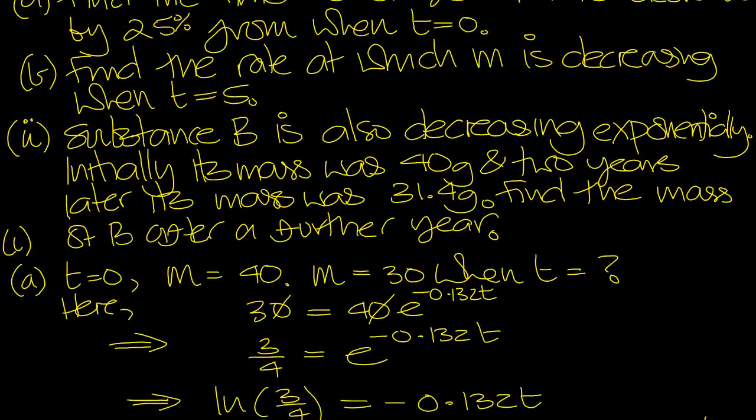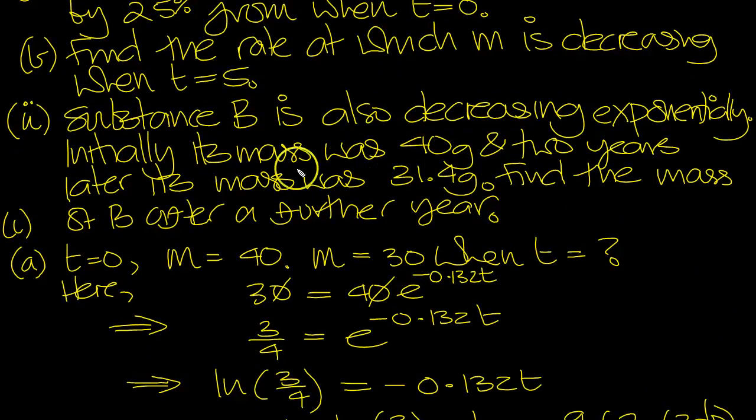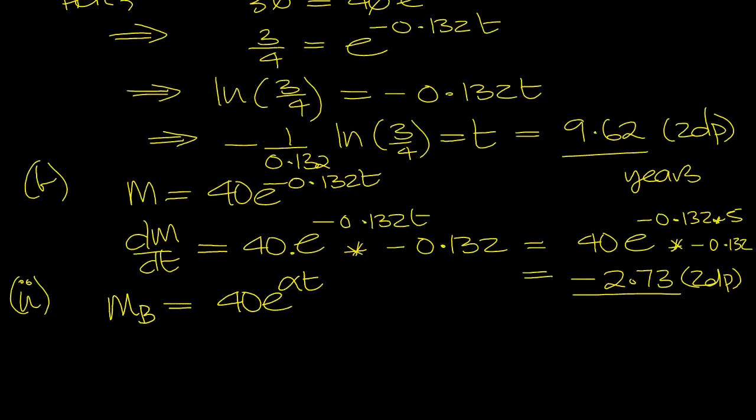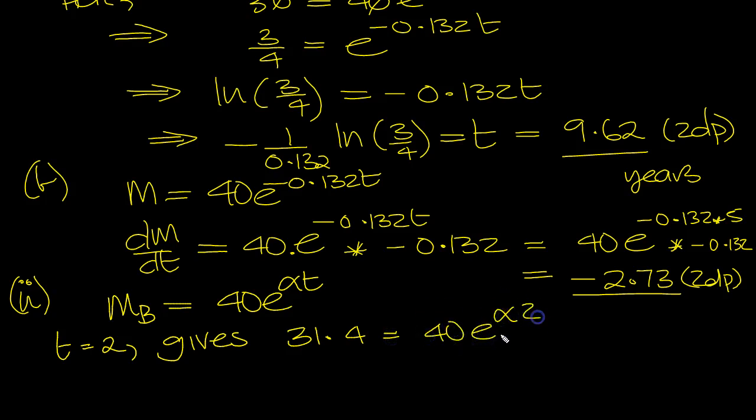Right, so we know it's decaying exponentially. So that was the model. Initially it's 40, so we put 40 in, and then 2 years later its mass was 31.4. So we put 40 in here because we know that when t is 0, mass of B is 40. t equals 2 gives 31.4 then is equal to 40 e to the alpha times 2. So that tells us then that 31.4 over 40 is equal to e to the 2 alpha.